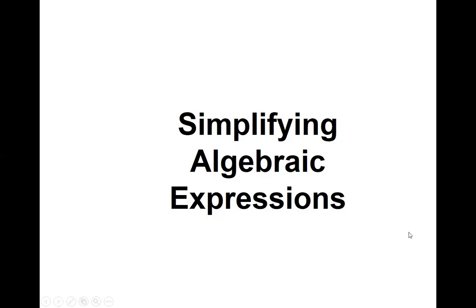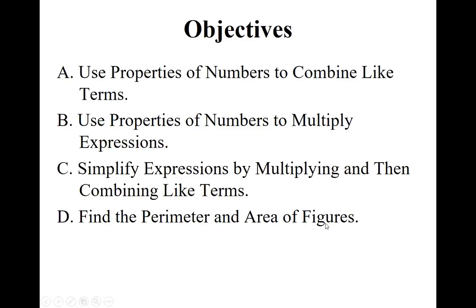The topic is simplifying algebraic expressions, and the objectives in this topic are use properties of numbers to combine like terms, use properties of numbers to multiply expressions, simplify expressions by multiplying and then combining like terms, and find the perimeter and area of figures.